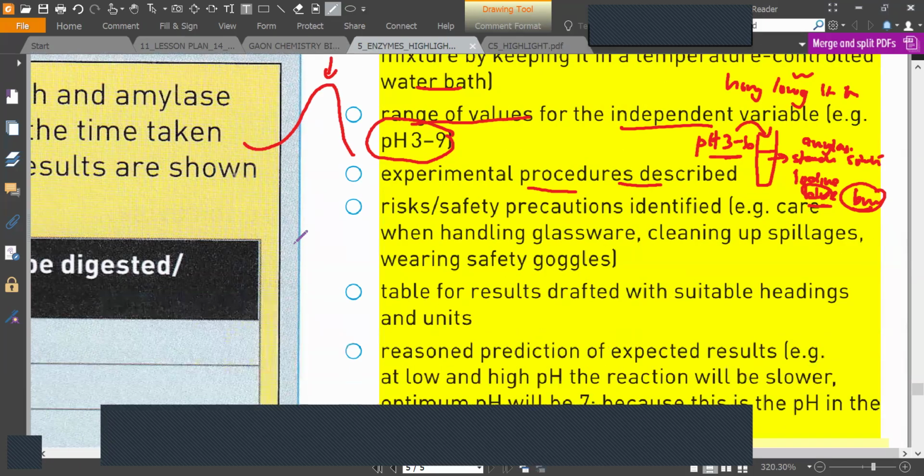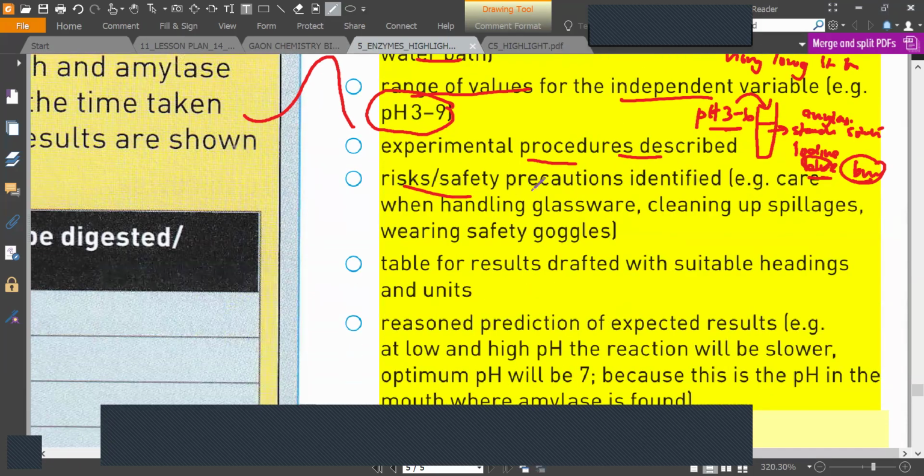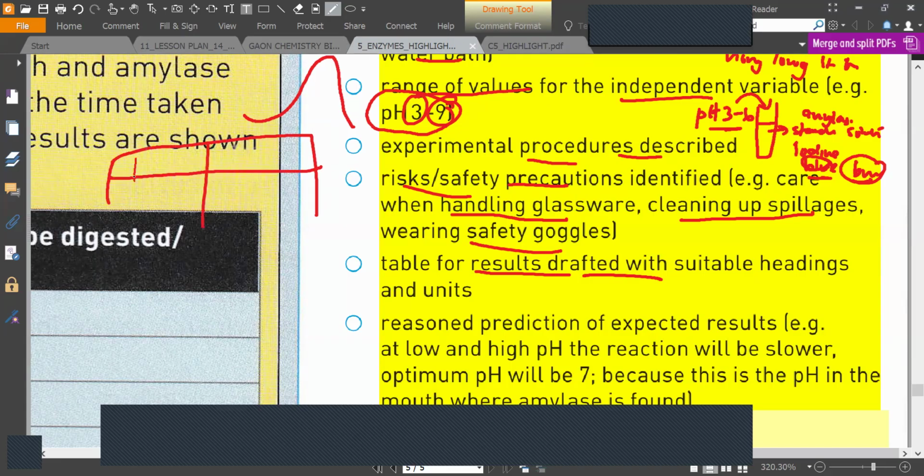Other things we can talk about: risk and safety precautions. For example, being careful when handling glassware, cleaning up spillage, and if we have acidic and alkaline pH, we need to be careful, wearing safety goggles. Table for results drafted with suitable headings. For example, we can have a table with pH and time. So different pH and different time taken for the reaction to be completed.